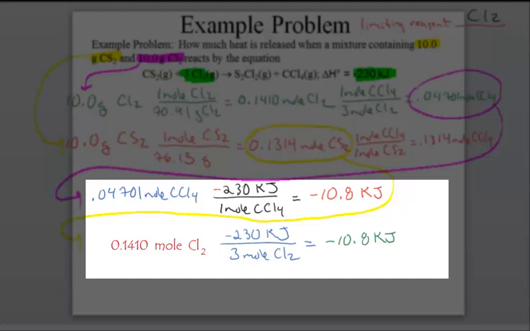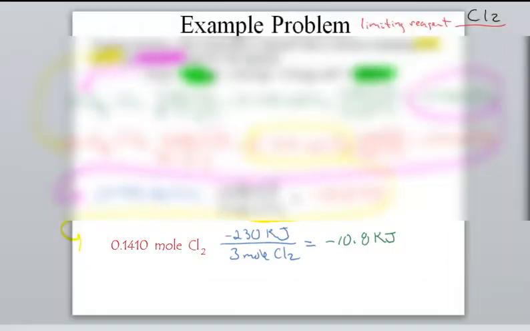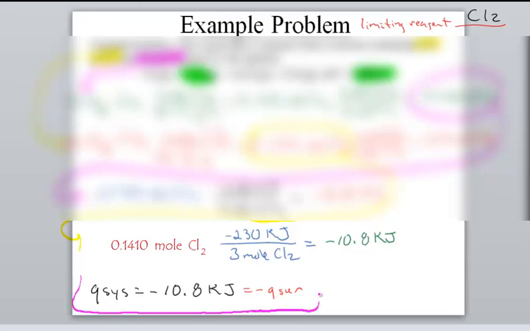If 10 grams of chlorine gas reacts, 10.8 kilojoules of chemical energy is lost to the surroundings. Even though the problem didn't ask this, that negative 10.8 kilojoules is Q of the system. The system, the reactants, lost energy. Whatever the surrounding material is, Q of the surroundings, gained that energy. Q of the surroundings would be a positive number, so we'll circle that. That's a little bit of extra, even though the problem didn't ask for it, but that's the heat flow.